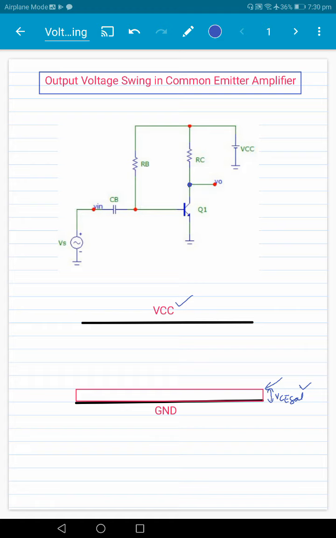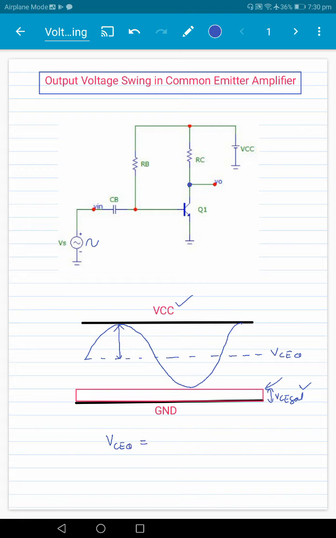The argument goes that you bias the transistor in such a way that the collector emitter voltage is somewhere in the middle. So your VCEQ is in the middle here. This is the DC value, and when you apply a sinusoidal voltage here, the output will go like this. Under the maximum case, it would go like this, and so you would get a swing that you can see here.